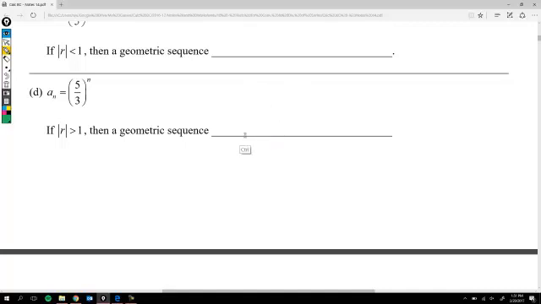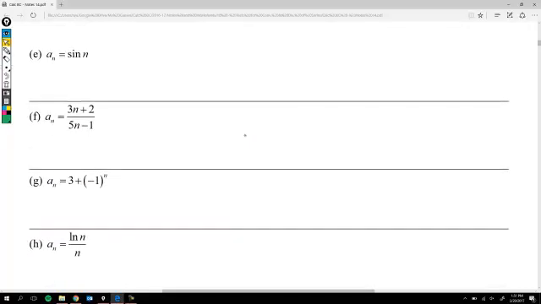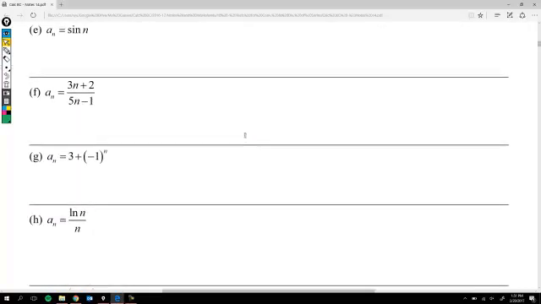Okay, all right, let's do a couple more examples. So here we have sine. Again, I'm going to evaluate the limit as n approaches infinity of my function.